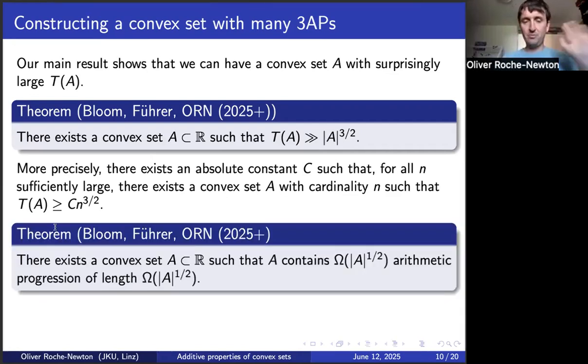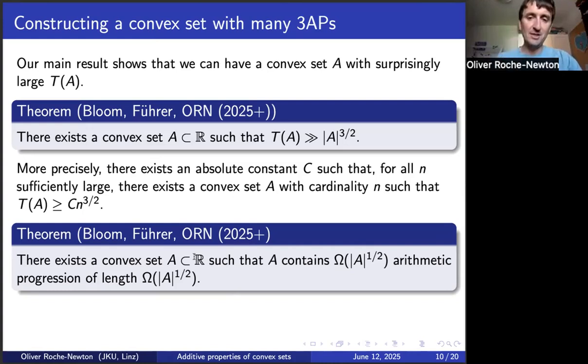So actually what we prove in the paper to get to this theorem up here is this other theorem down here. And this is really our construction, and it gives a little bit more information. The second theorem implies the first one very quickly. There exists a convex set with many long arithmetic progressions.